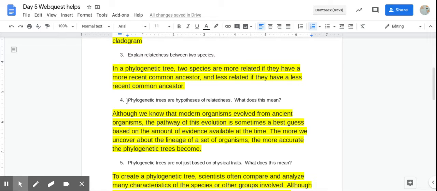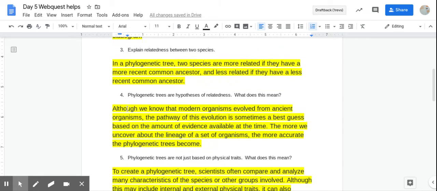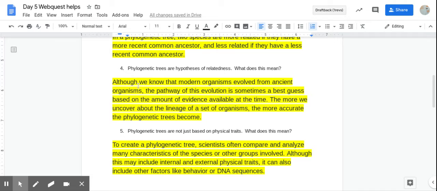Number four, phylogenetic trees are hypotheses of relatedness. What does that mean? Phylogenetic trees are sometimes comparing organisms that we know about to organisms that no longer exist. And so it helps us see how things have evolved from ancient organisms. The pathway of this evolution is sometimes a guess. What are they making their guesses on?